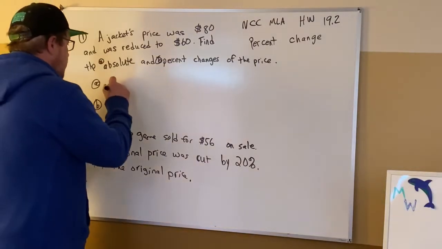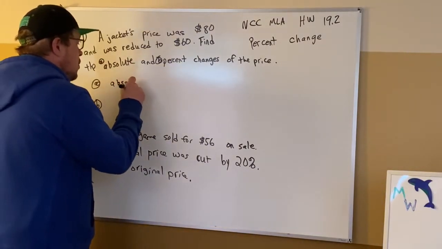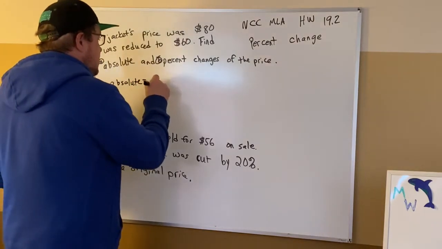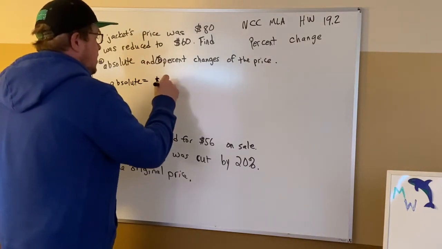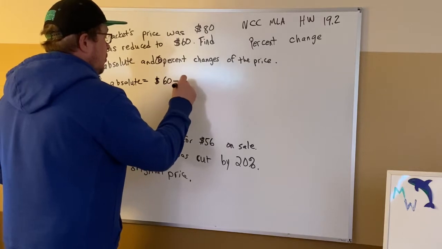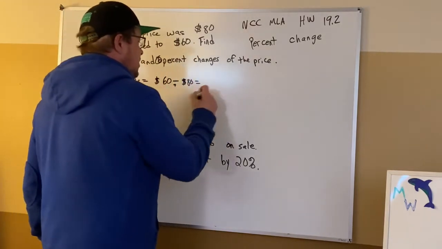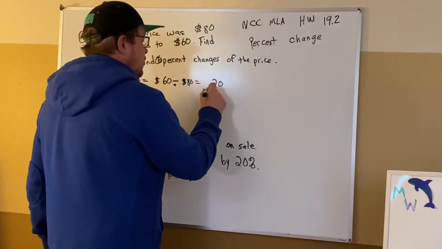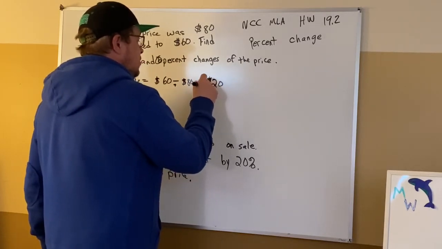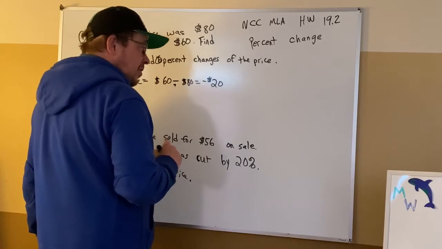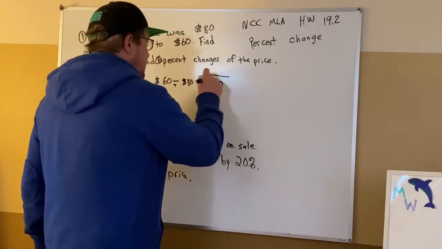And so when we go for the absolute change, we've got to start with the new price, which is $60, and subtract the old price, which is $80. And we actually get a negative value here. We subtract and get $20, and the stronger of the two values is negative, so we wind up with a negative value here of $20. That's the change in the price.